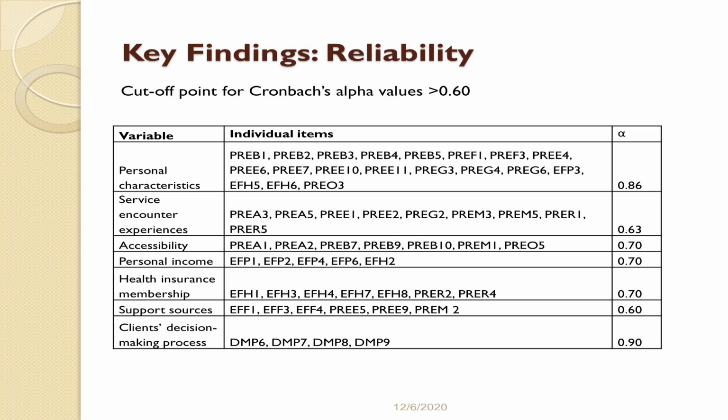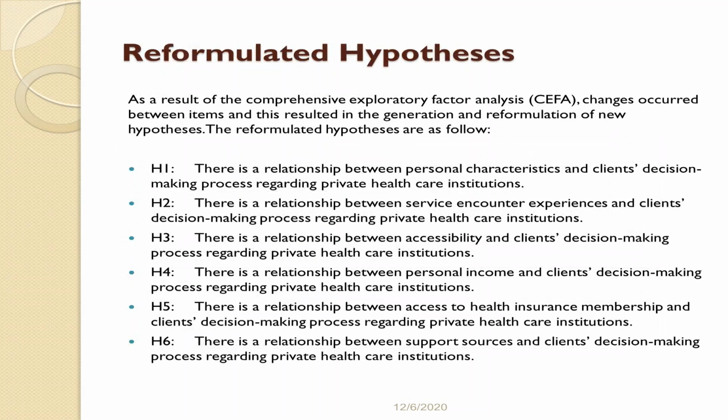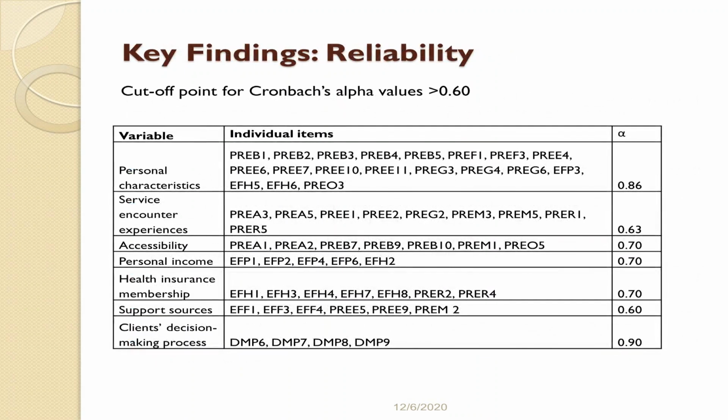This table shows variables that are different from the variables earlier presented. This is because respondents did not view some of the variables as a single construct, but viewed them differently. As a result of the comprehensive EFA, demographics was viewed as a three-dimensional variable and was named personal characteristics, service encounter experience, and accessibility.